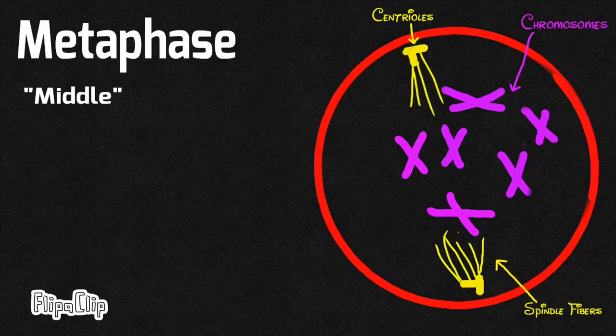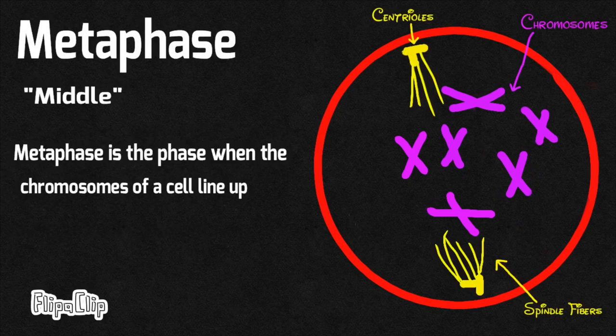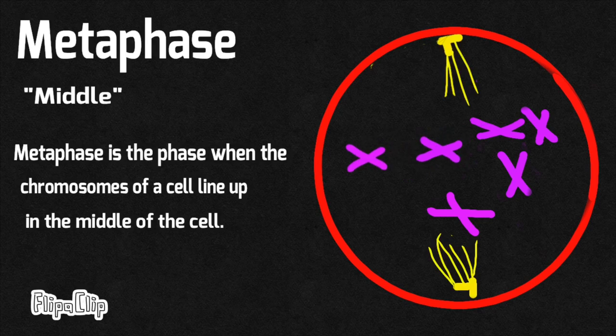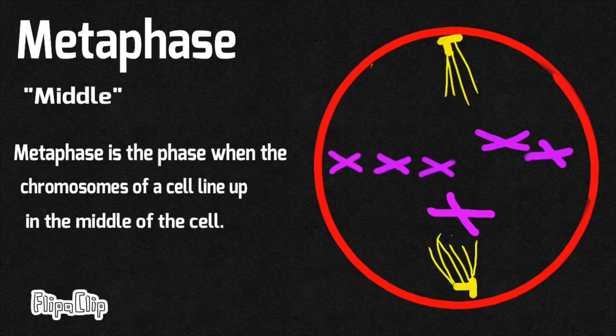The second phase of mitosis is metaphase. This is where the chromosomes line up in the middle of the cell before anaphase pulls them apart. The centromeres attach to the spindle fibers. Metaphase is a very important arrangement. It makes sure that every new cell has its own chromatid copy.